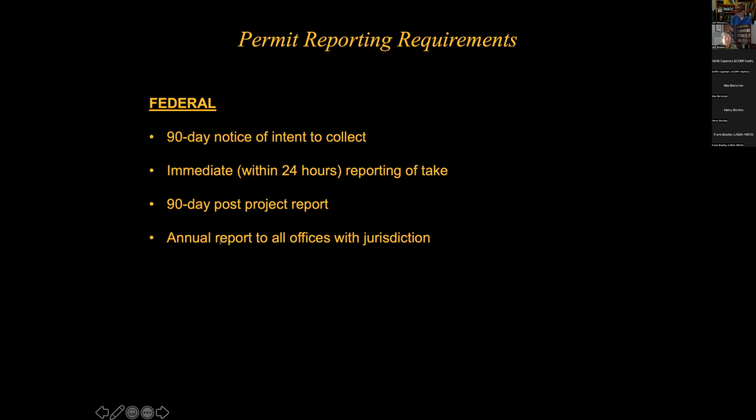So each of these permits has a reporting requirement, and they're very, very critical to maintaining your permit. So here we have a 90-day notice of intent to collect. For the federal government, you have to let them know 90 days in advance that you're going to go collect. If you have take, you have to let them know within 24 hours. Then within 90 days of finishing your project, you have to let them know you finished it. And then there's an annual report within the Fish and Wildlife Service office that you work that you have to submit every single year. In the absence of this, you will lose your permit.